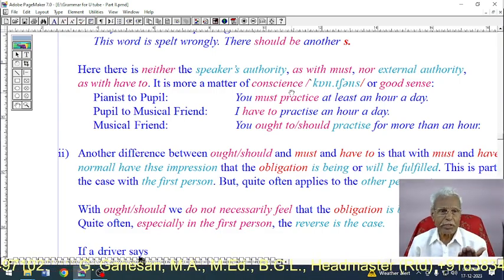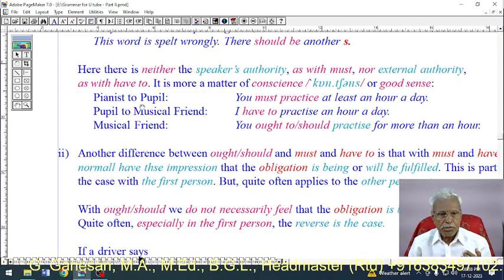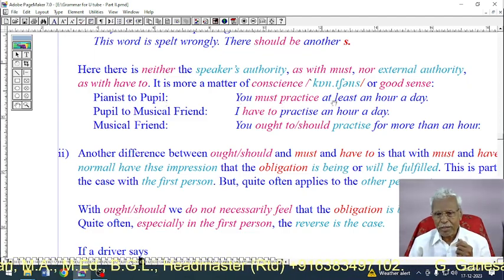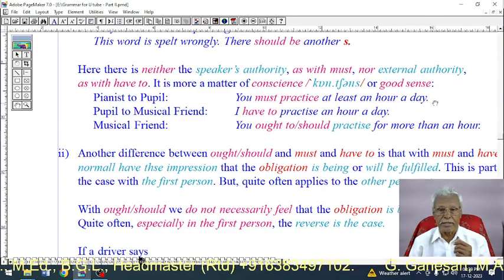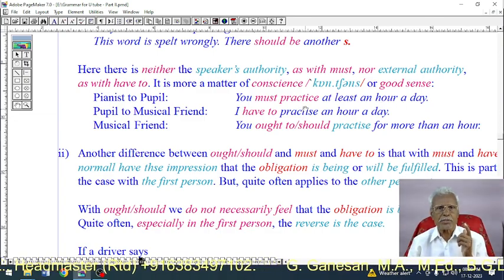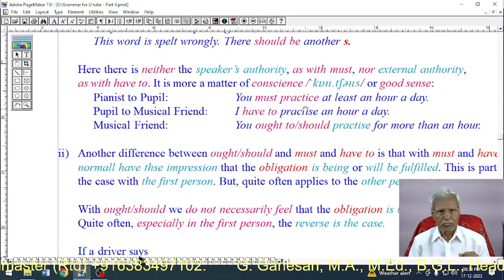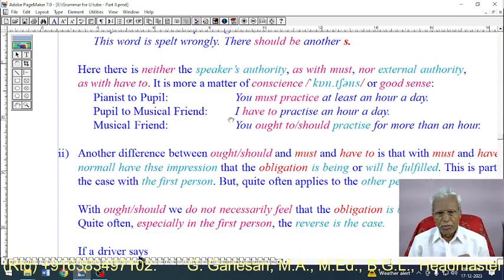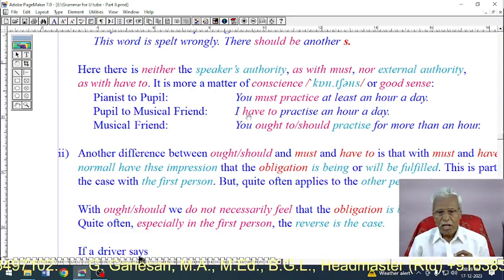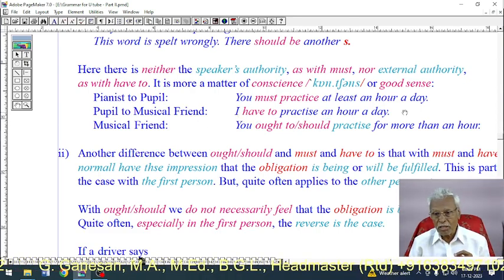Yes, there is no speaker authority. The pianist says to his pupil, you must practice at least an hour a day. It is the authority of the speaker. You must practice. It is the order, the authority of the speaker. The pupil to a musical friend: I have to practice an hour a day.